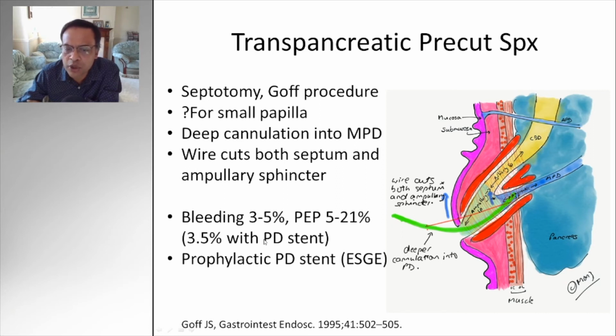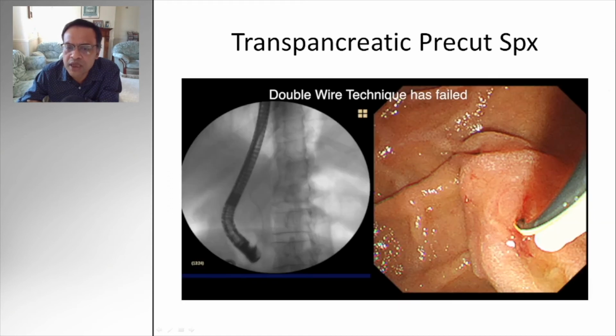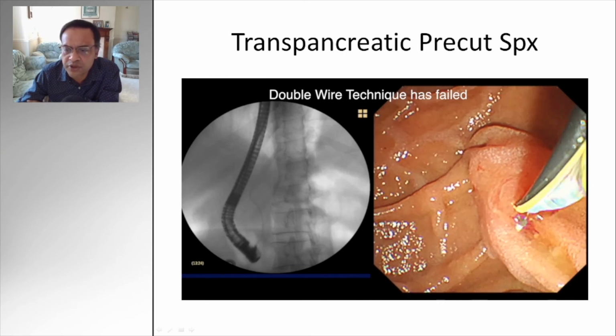Some early studies showed that the bleeding and pancreatitis rates for this procedure are rather high, and so it is recommended that a pancreatic stent is inserted if this method is used. This short video shows an example of transpancreatic precut sphincterotomy.